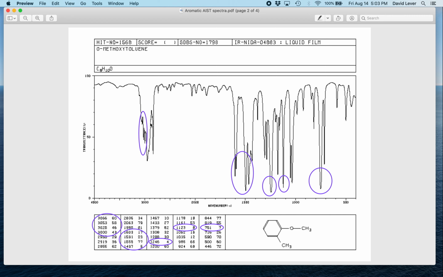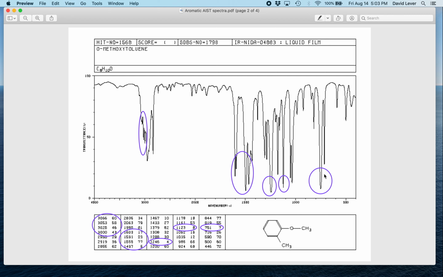sp2 CH stretch, sp3 CH stretch, right? So we have peaks both above 3000 and below 3000. So we've got both sp3 and sp2 hybridized carbons. We've got 1500 and 1600 peaks, right? Strong peak at 1497 with only 6, and a strong peak at 1603 with only 17% transmittance. Right? We expect to see that for a ring breathing.